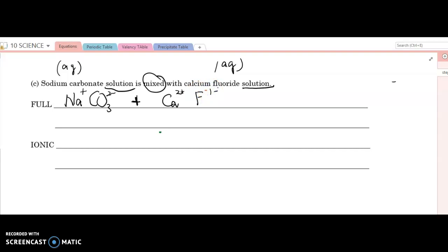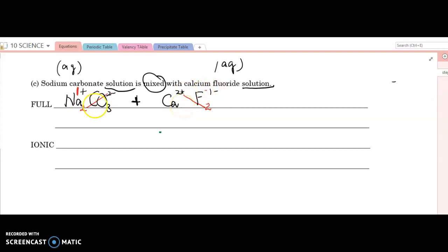Now, to make these equations, if they're the same, one of each, but if they're different, which is in this case, we need to cross over. So the 2 crosses over, so we need two. Because that's a 1, we don't bother crossing over. Again, that's a 2 and that's a 1. They're different, so cross over. We need two fluorides. Don't worry about the 1.